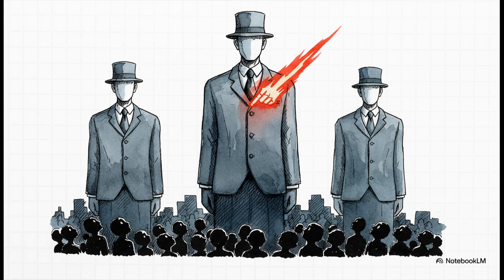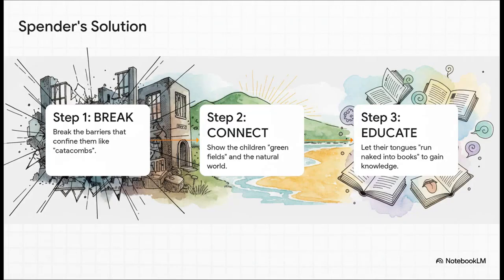He literally calls them out by their titles, the governor, inspector, visitor. He's basically pointing his finger and saying, hey, you, this is your fault, and you're the ones with the power to change it. And he doesn't just yell, he gives them a clear 3-step plan.